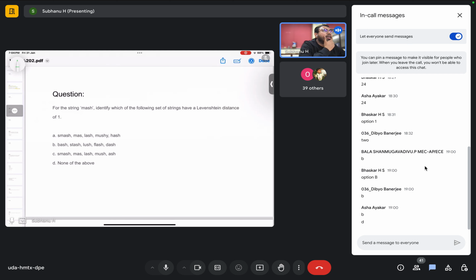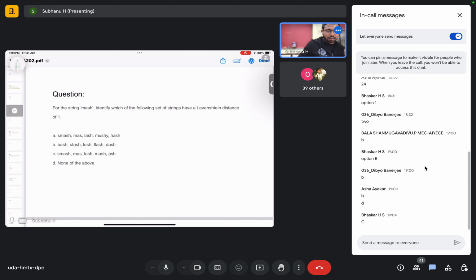The next question: for the string mesh, identify which of the following sets of strings have a Levenshtein distance of one. We have seen Levenshtein distance in the edit distance topic. You can do insert, delete, and substitute. These three things we had. So this you have to just check.